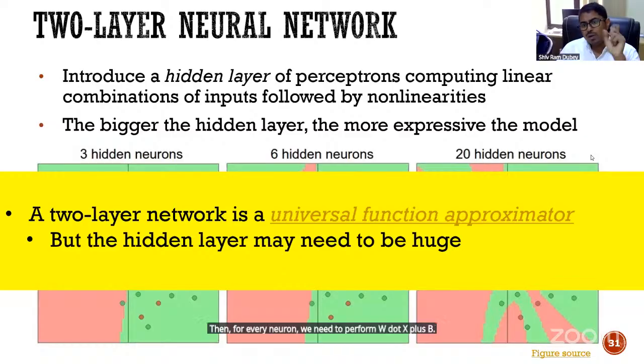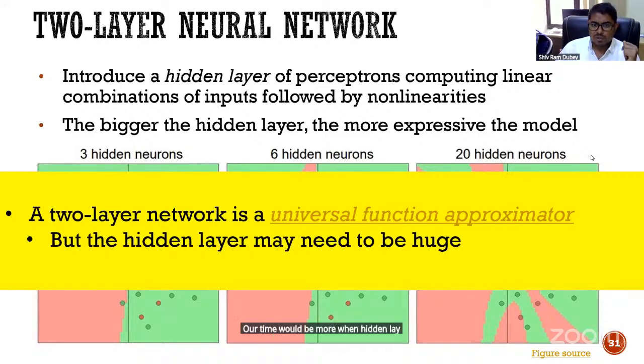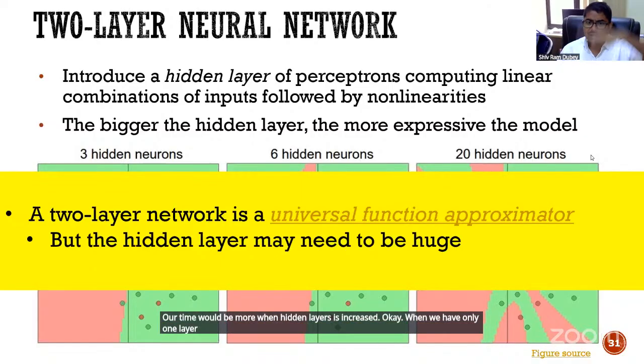For every neuron we have to apply the nonlinear function. Then it will take more time. Our time would be more when hidden layers are increased. When we have only one layer but a large number of neurons, then time complexity will be more there.